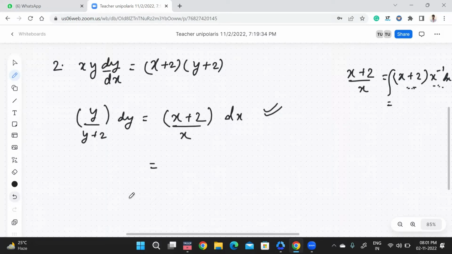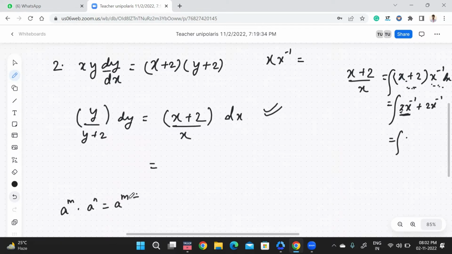Okay, so if you did this part, you can do one more thing. You can just multiply this x now. So you take this x and open the brackets. So you get x times x inverse plus 2 times x inverse, right? Now what is x times x inverse? This is x to the power 1, no, x to the x inverse. So if you remember, a to the power m into a to the power n, what is this? A raised to the power m plus n, right?